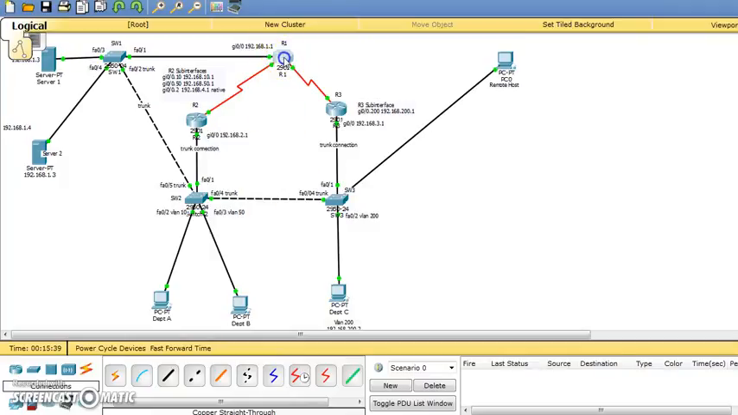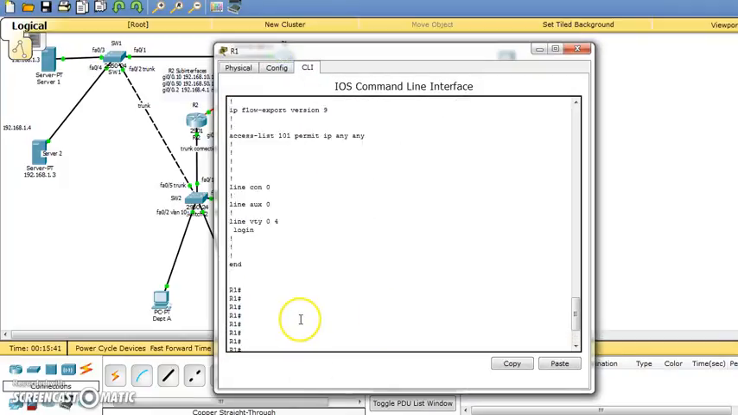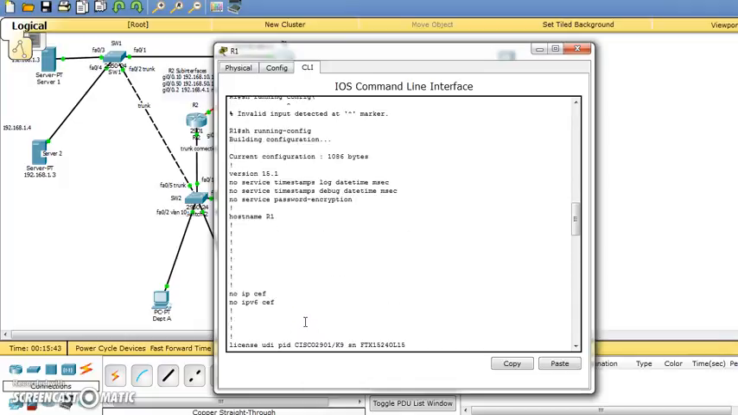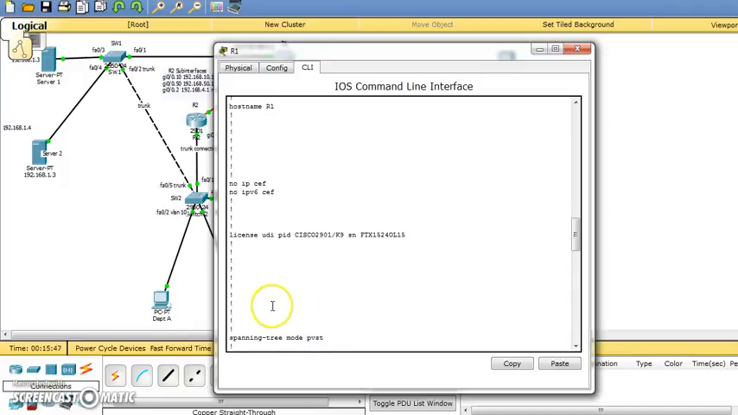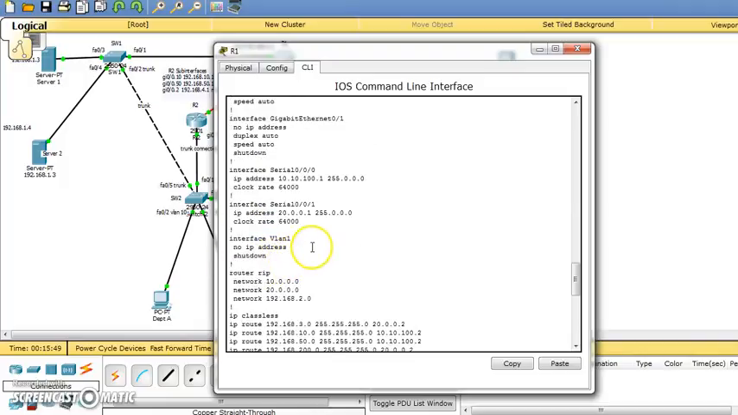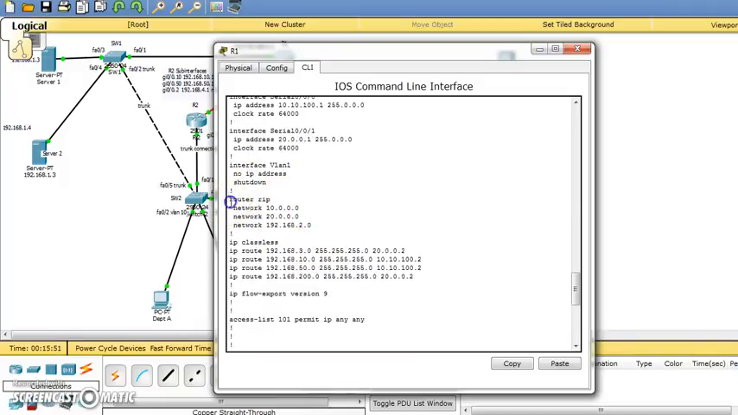Here you can see the routing protocol we used, with a show running command. You can see here router RIP and the three networks.